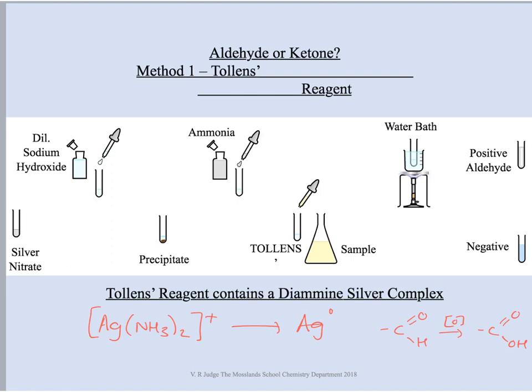Now, ideally, in terms of safety, rather than using a water bath that you've set up above a Bunsen burner, you are better using an electric water bath. This is because the aldehydes and the ketones that you're using in your sample are likely to be very flammable. So it is a bit of a health and safety concern, and you probably should be using an electric water bath rather than heating above a Bunsen burner.